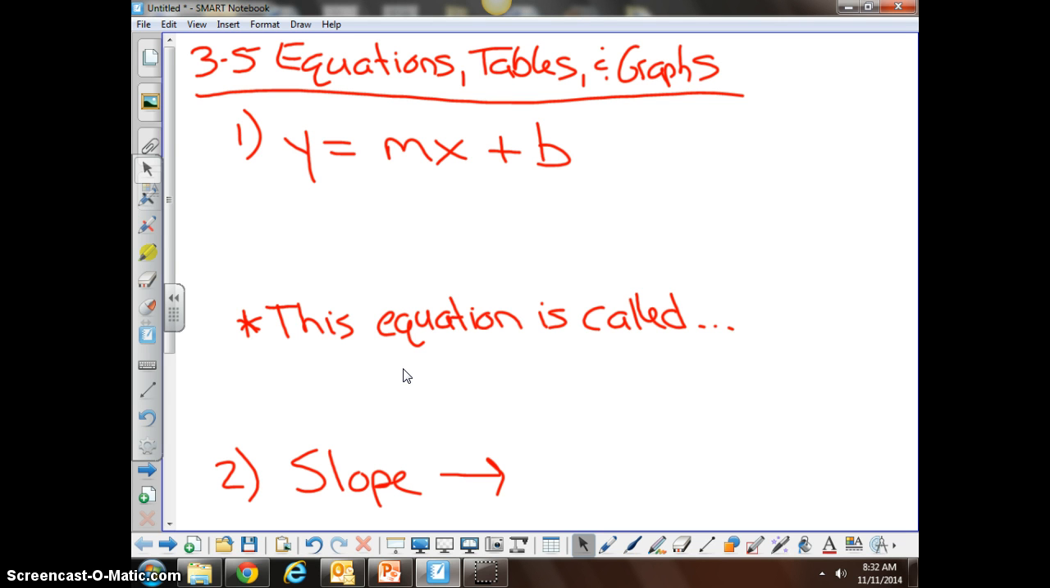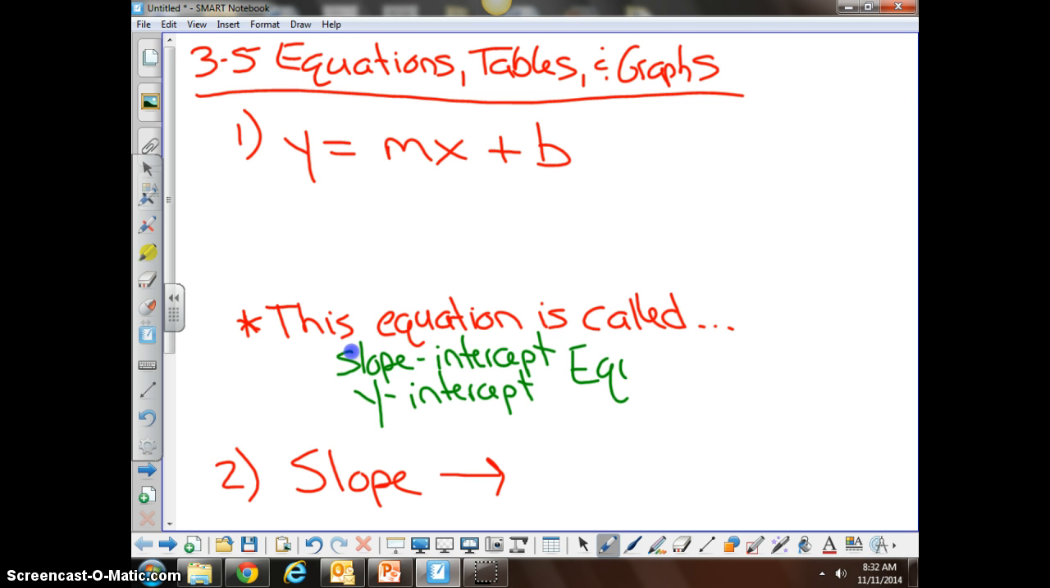This is technically, if we go down to the asterisk here, this equation is called slope intercept, or we could also call it y-intercept. And then these are equations. So this is the slope-intercept equation or a y-intercept equation.